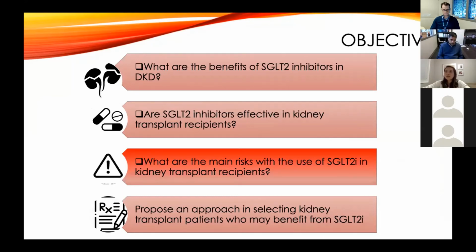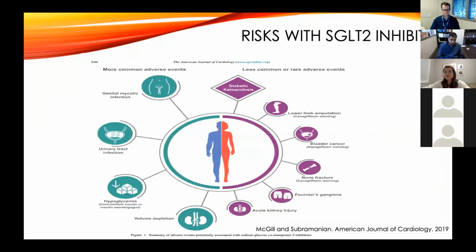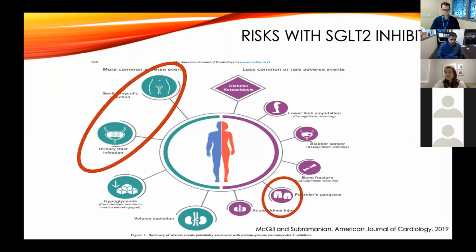So what are the main risks with the use of SGLT2 inhibitors in kidney transplant recipients? There are several adverse events reported with SGLT2 inhibitors, and I will focus on these three: infection, bladder cancer, and AKI. These are studies in non-transplant patients, but should give us an idea about its application to transplant patients, especially in those at least a year out from transplant who are relatively on a lower level of immunosuppression.